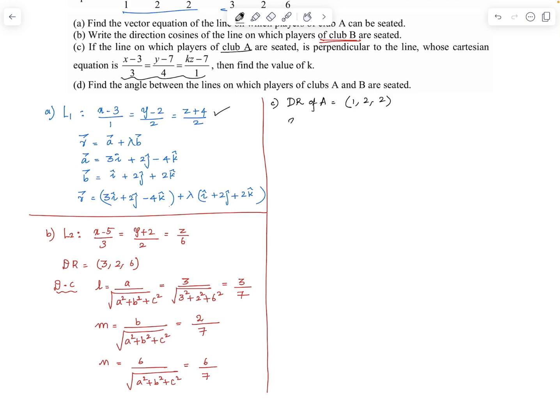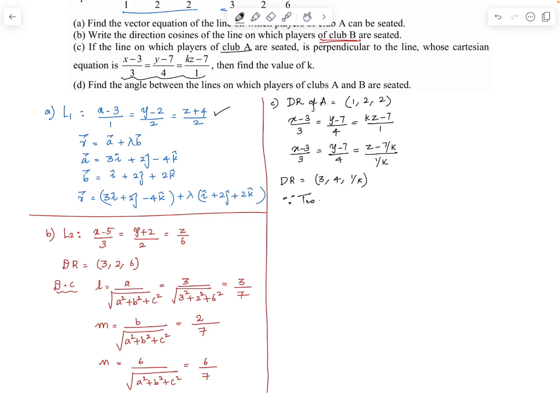And the second equation is given in Cartesian form, which is x minus 3 upon 3, y minus 7 upon 4, and kz minus 7 upon 1. Rewriting this equation in the standard form, we get the first two are same, and the last one is z minus 7 upon k by 1 upon k. The direction ratios of this line are 3, 4 and 1 by k.